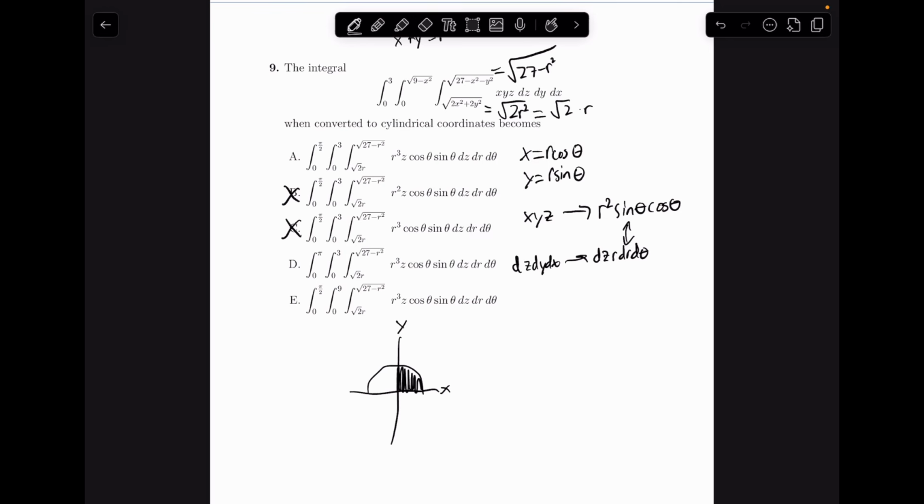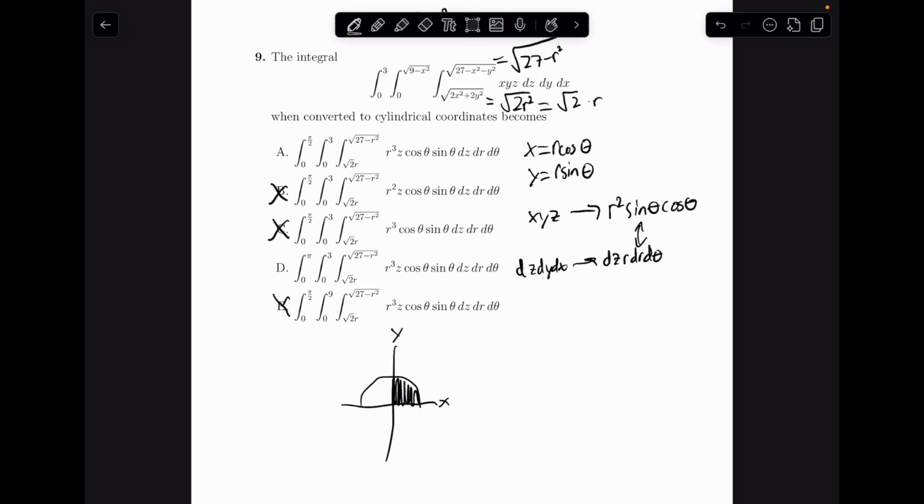And in terms of r and theta, r is, of course, going from 0 to 3, so answer E is incorrect because it's saying it's 9. And then theta, from this picture right here, is going from 0 to, sorry, not 2 pi. What am I saying? Pi over 2. And that is answer A.